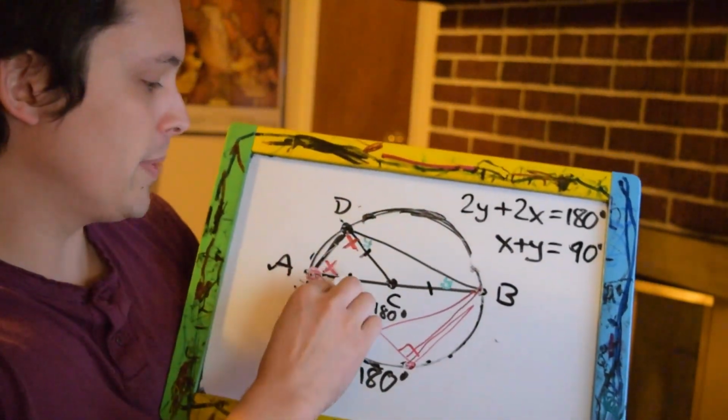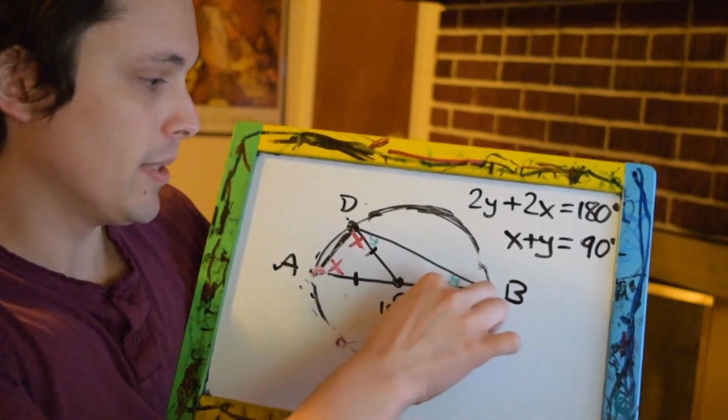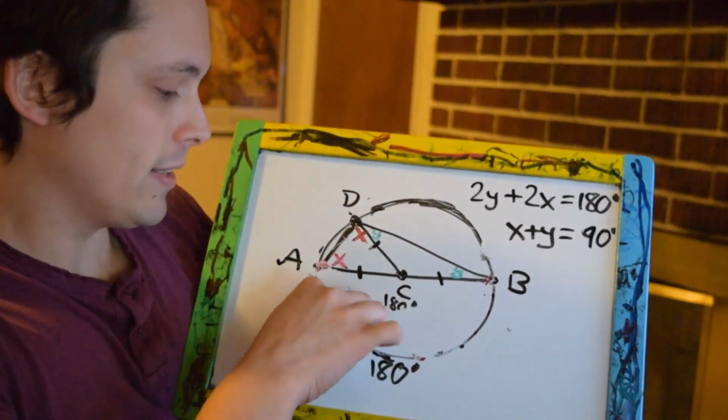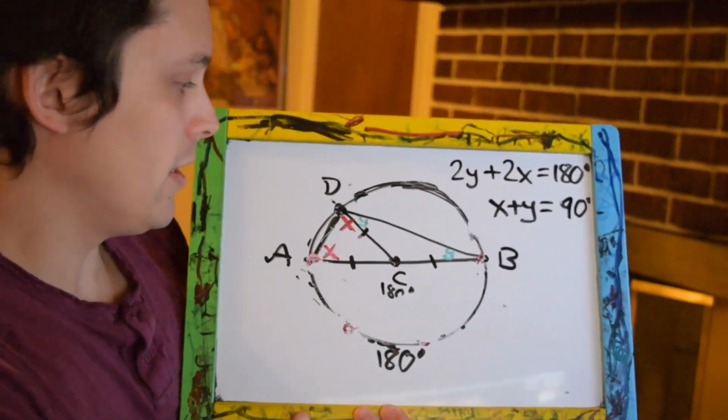All right, but let's go back to the bigger picture that we were trying to prove here today. We're trying to prove that anytime we make an inscribed angle on an arc, we always get half the measure of the original arc.